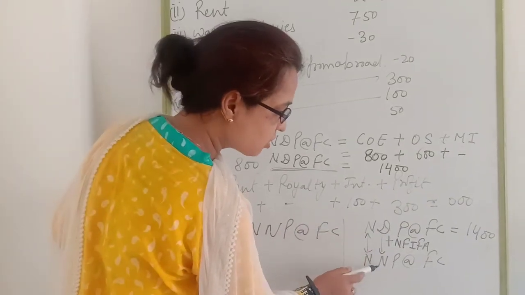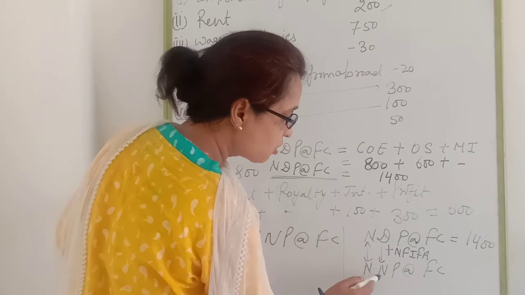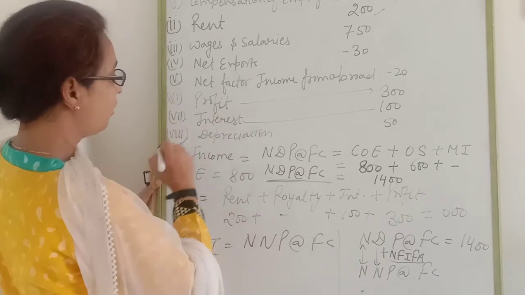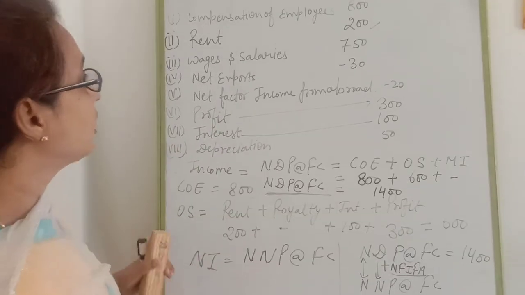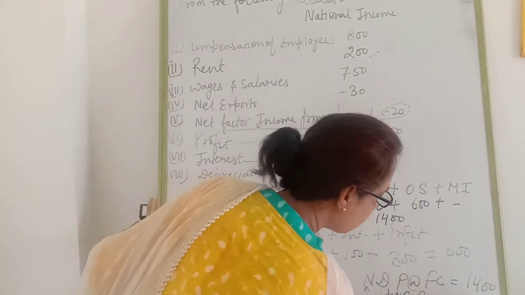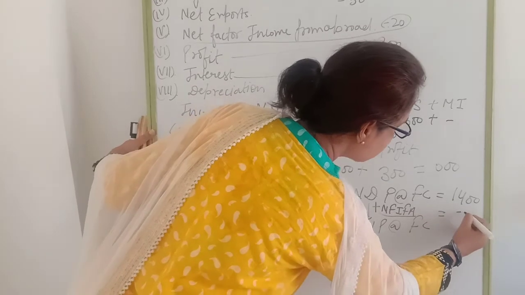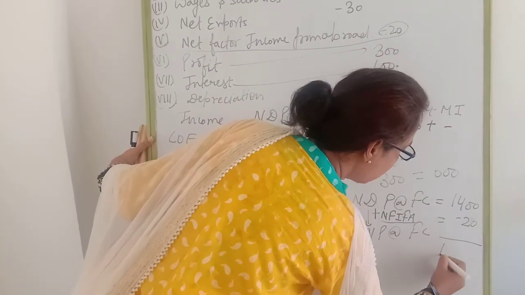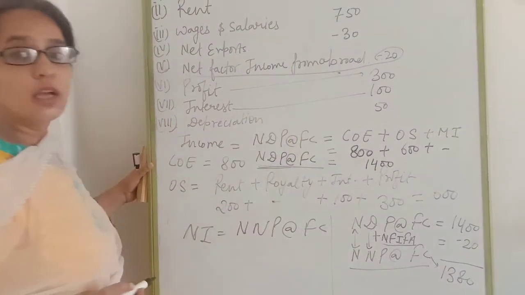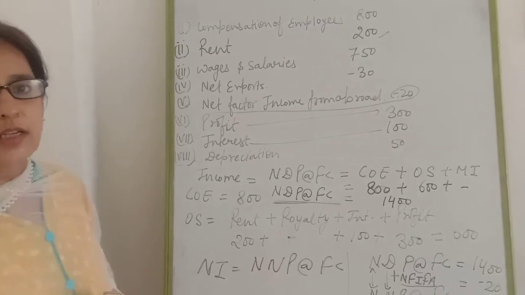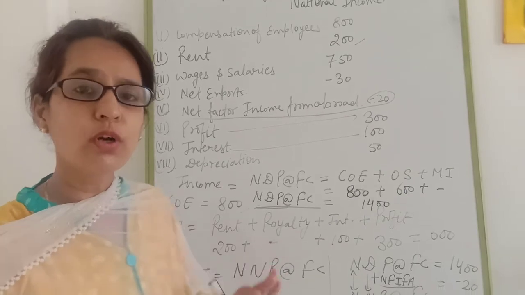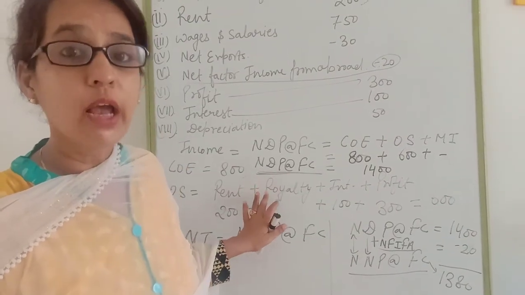What we have to change? Domestic to national. From domestic to national, I told you earlier also, we have to add net factor income from abroad. Net factor income from abroad is given in the question: minus 20. If it is given as minus 20, do it as minus. Now how much NNP at FC have we got? NNP at FC is 1380. Clear?